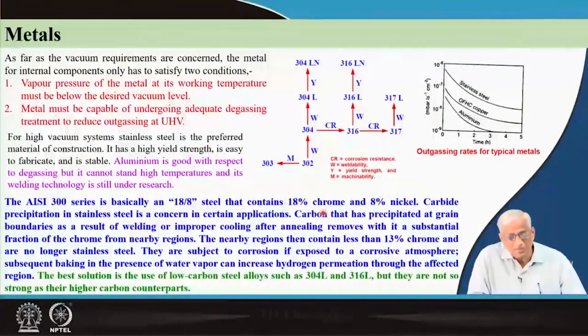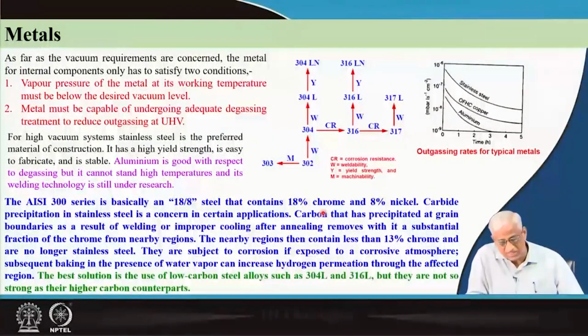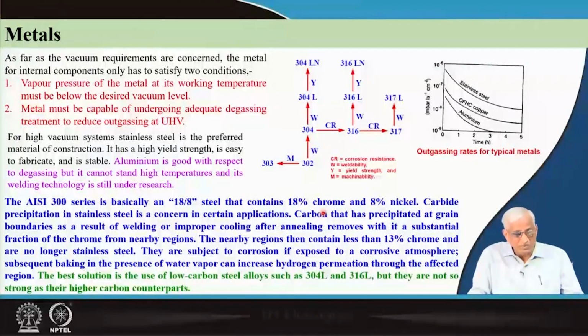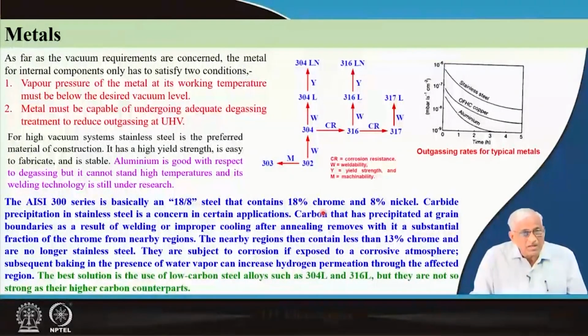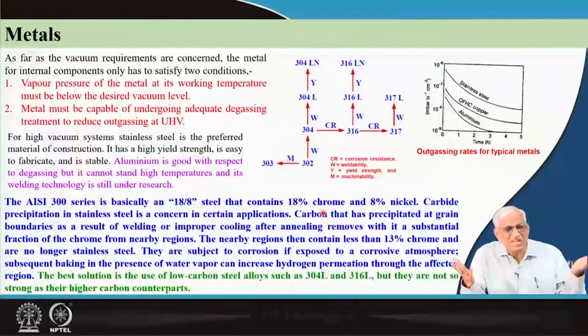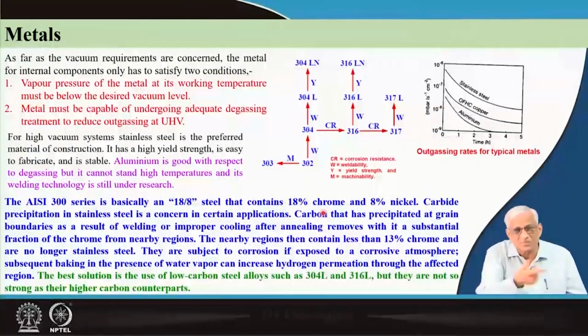This is possible by special alloys in stainless steel, several grades like 304L and 316L etc., where low carbon steels are used. But low carbon steel has another problem, because it is not very strong, but you may not require very high strength. After all, the structural load is only 1 atmosphere. If necessary, some stiffeners can be added, that we will see in a later class.